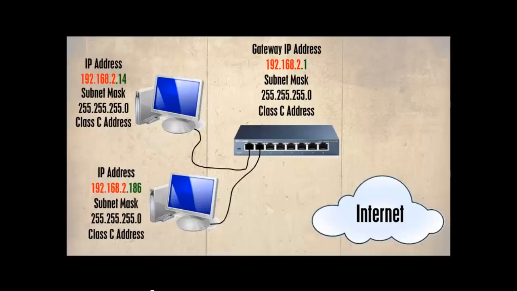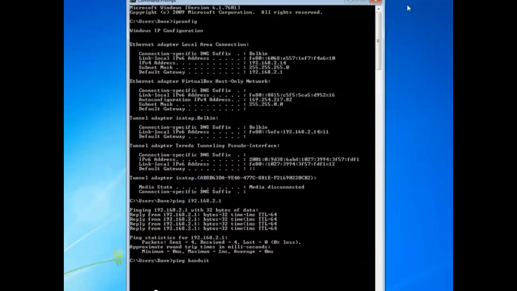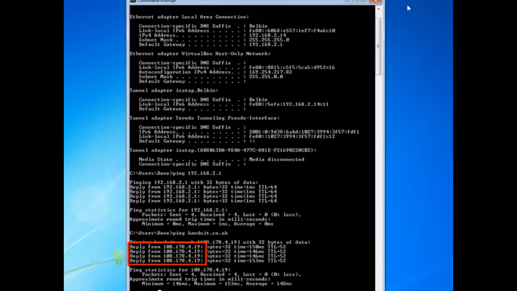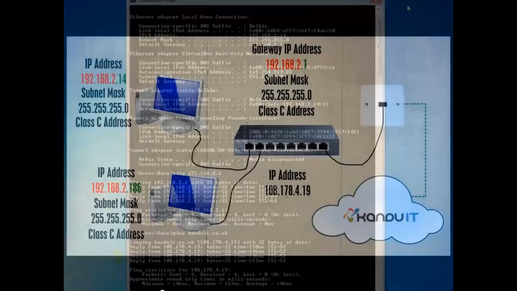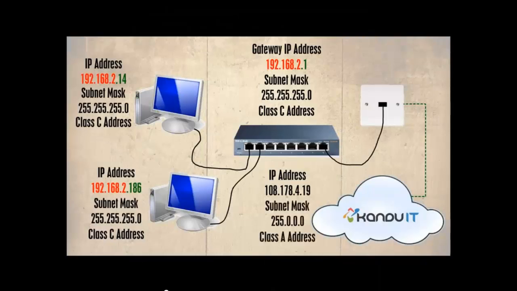In our example, we shall choose candoit.co.uk. So back at the command prompt, we can type in ping candoit.co.uk. Here we can see that we've received a reply from an IP address of 108.178.419. Let's add this to our diagram. Although again, this has not returned a subnet mask, the IP address falls within a Class A address. So the candoit network ID is 108 and a host ID of 178.419.